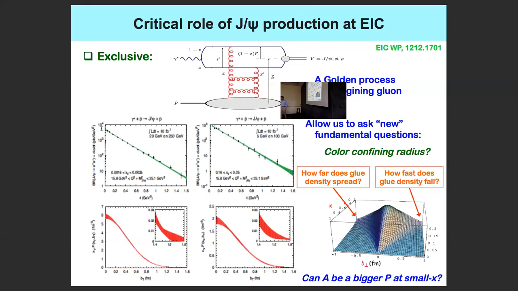Absolutely, that's a degree that I see if we can measure it. So using J/psi as a probe is very important. We know quite a bit from the HERA data. But with 100 to 1,000 times more luminosity, we can do better.